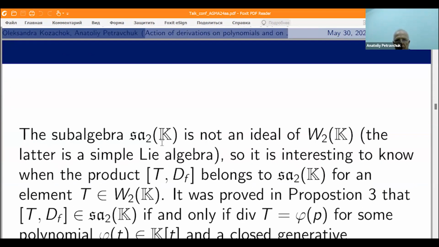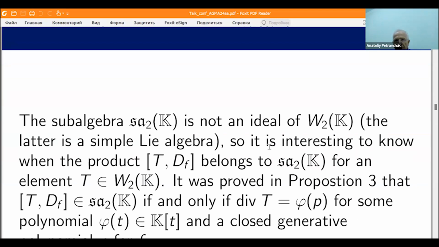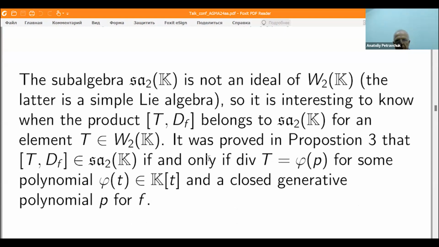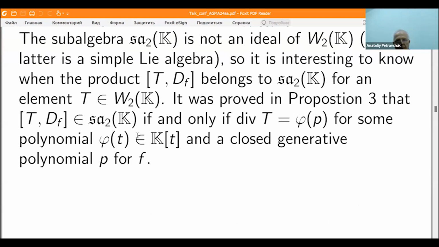The subalgebra SA_2(K) is not an ideal in W_2(K). The latter algebra W_2(K) is a simple Lie algebra, so it is interesting to know when the product t D_f belongs to SA_2(K) for an element t. It was proved in Proposition 3 that this product belongs to this subalgebra, consisting of divergence-free derivations, if and only if the divergence of the derivation t is a polynomial phi(f) for some polynomial phi, for a closed generative polynomial p for polynomial f.